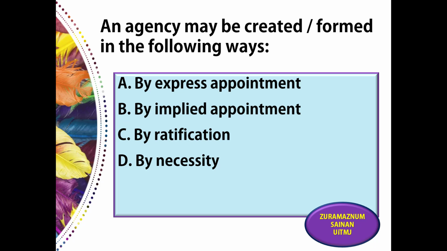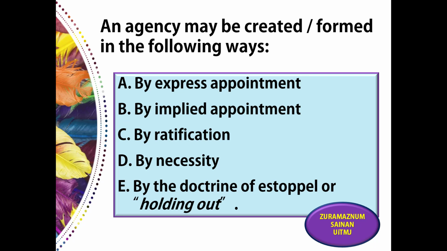Okay, there are 5. One is by express appointment. Second is by implied appointment, ratification, necessity, and because of the doctrine or principle of estoppel, or holding out. So there are 5 ways how the agency is created. Express, secara nyata. Implied, secara tersirat. Ratification, secara pengesahan. Necessity, secara keperluan, in other words secara kecemasan. And by the doctrine of estoppel, secara doktrin estoppel.